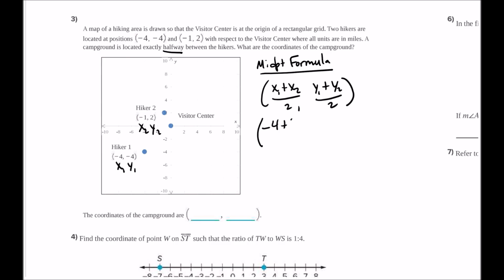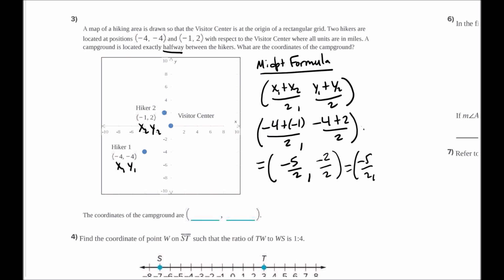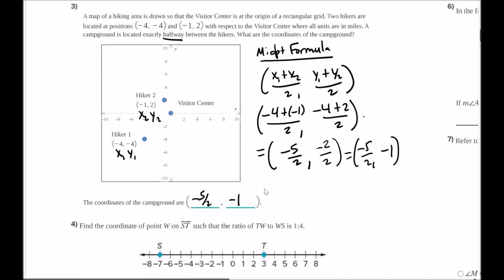So you have -4 plus -1 divided by 2. And then for the y coordinates, -4 plus 2 divided by 2. Okay, so we get -5 divided by 2, or just a fraction. And then we get negative 4 plus 2 is negative 2 divided by 2, which is negative 1. So we can leave it as a fraction here, but then write this as negative 1. All right, so that's number 3.